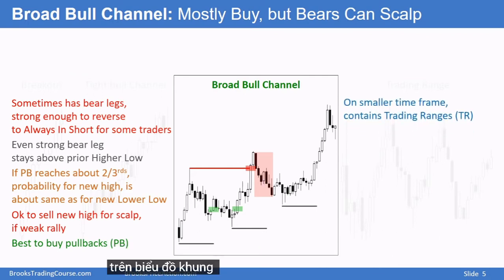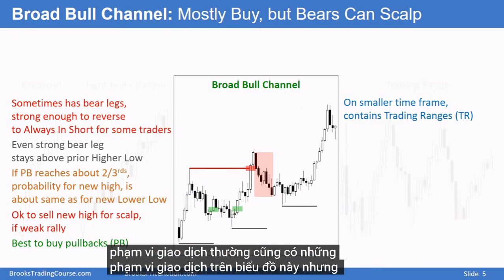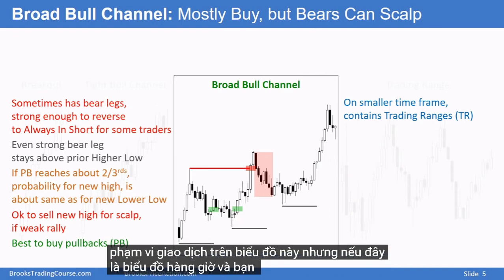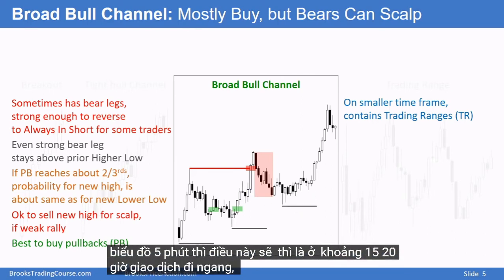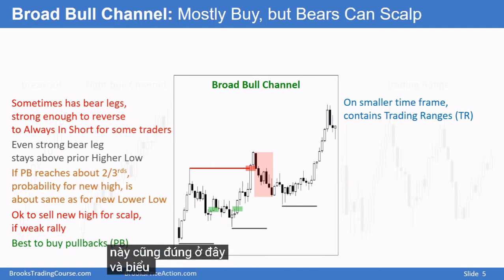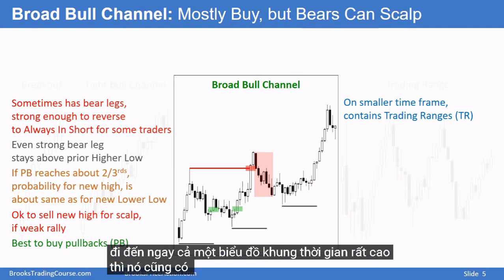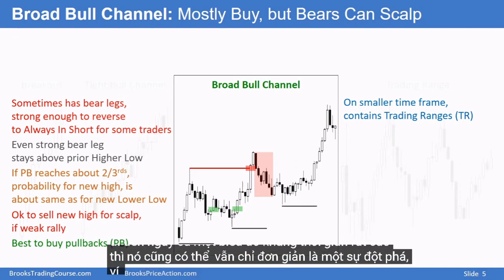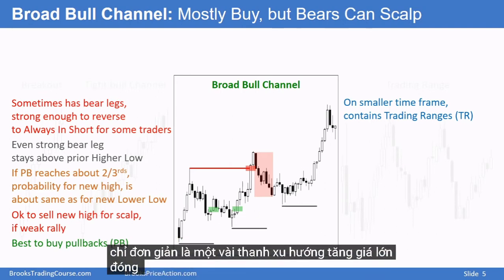On a smaller time frame chart, there are trading ranges. There are often trading ranges on this chart as well. But if this is an hourly chart and you looked at a 5-minute chart, this would be about 15, 20 hours of sideways trading. It would be just a big, big trading range. And the same is true here. On a higher time frame chart, this could be a very tight bull channel. And if you go to even a very high time frame chart, it could still simply be a breakout. For example, if this is a 5-minute chart and you looked at a 4-hour chart, it may be simply a couple big bull trend bars closing on their highs.